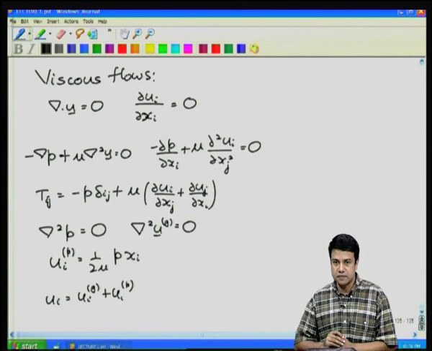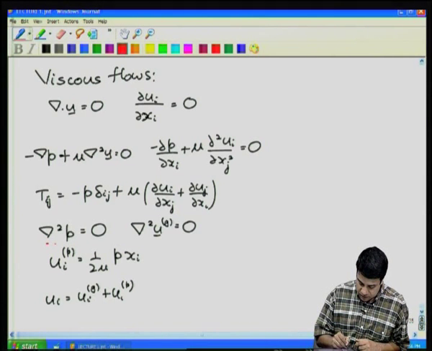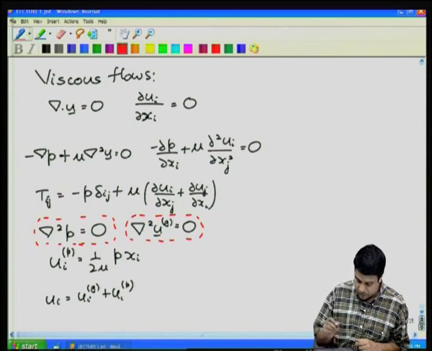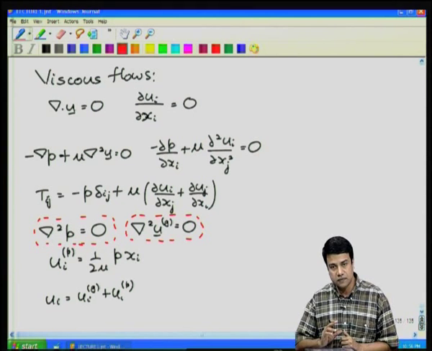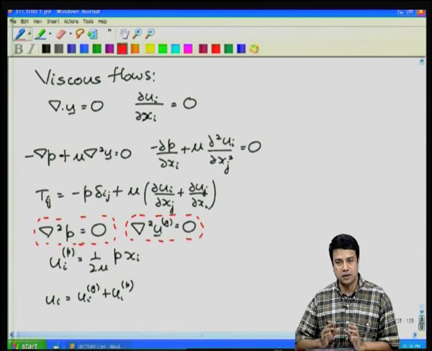So, for these viscous flows, the problem reduces to one of solving two Laplace equations, one for the scalar pressure and the other for the vector velocity. If you can solve these two Laplace equations and then satisfy boundary conditions, you have the entire solution. So, that is the way that we will try to solve these equations.